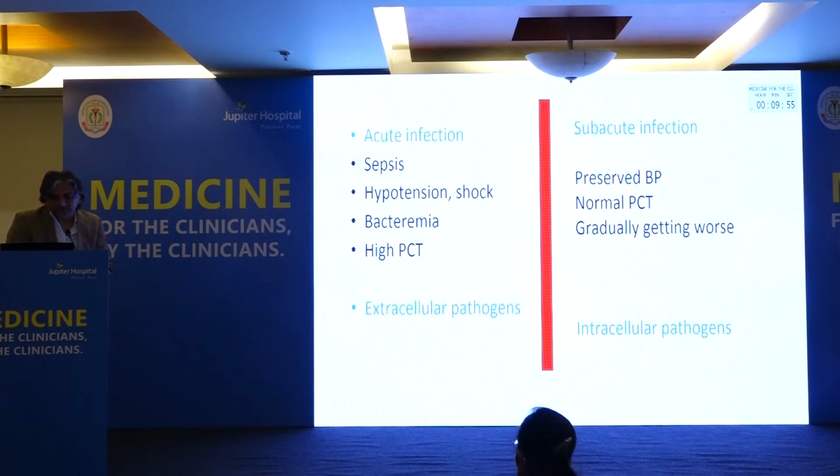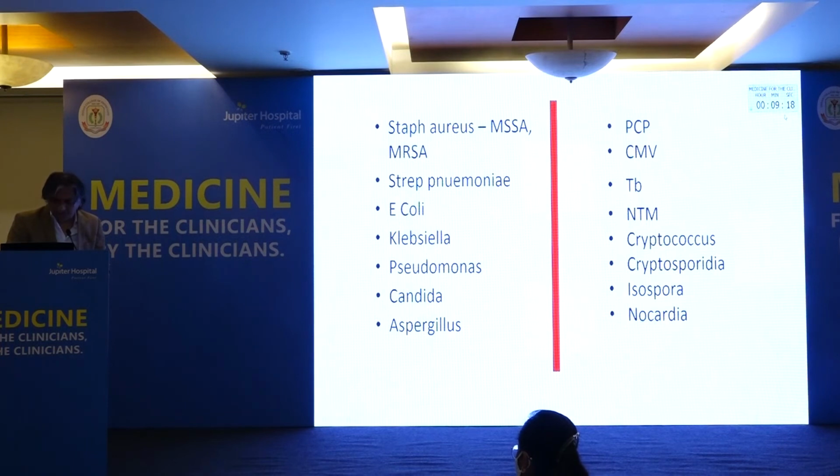So acute infection, sepsis, hypotension, shock, bacteremia, high procalcitonin, these are the things we see in the neutropenic patient, and generally we see extracellular pathogens which come in. Whereas in the HIV positive with low CD4, you would see subacute infections more commonly with the preserved blood pressure, normal procalcitonin, gradually getting worse, and more of intracellular pathogens because there is a T cell deficit, and here there is a neutrophil deficit and some B cell deficit. So here you see these kind of things, and here you see these kind of things.